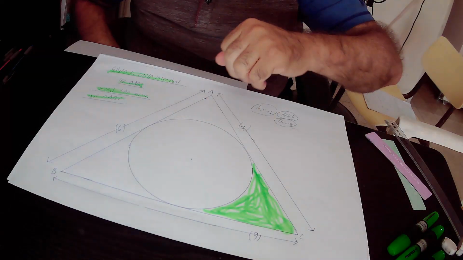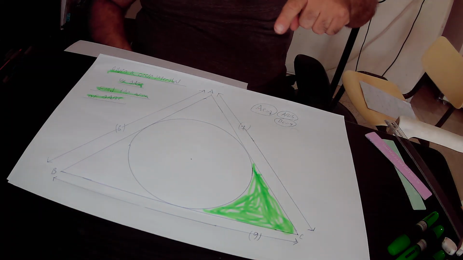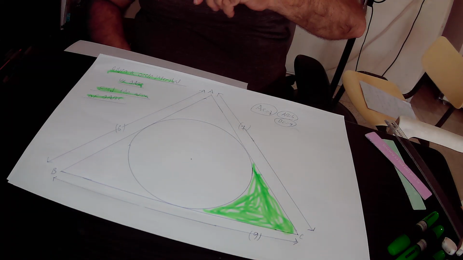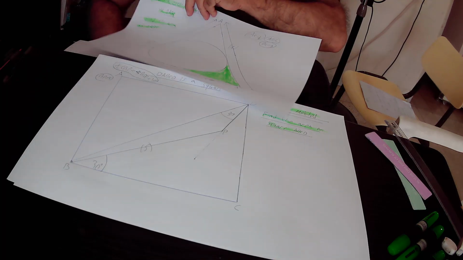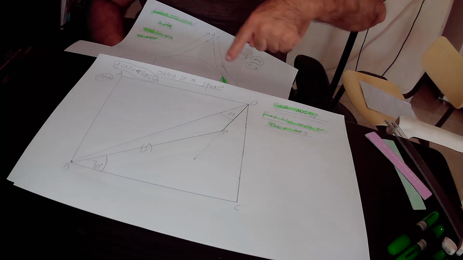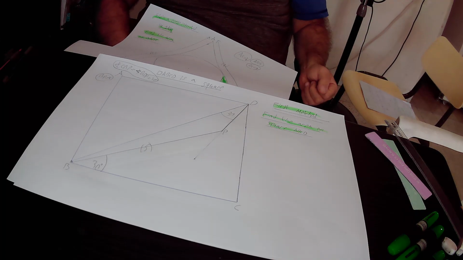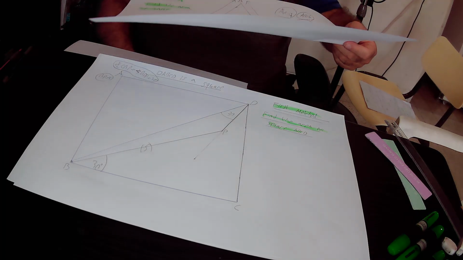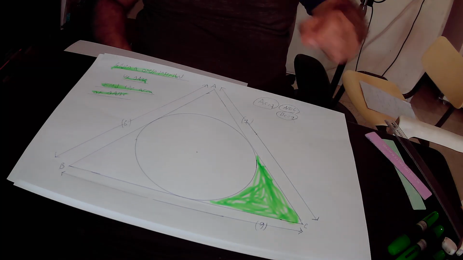Hello, in this lecture we answer two questions. In the first question we find out the area of this given shape. In the second question we find out the area of this square ABCD using three different methods. So we start with the first question.